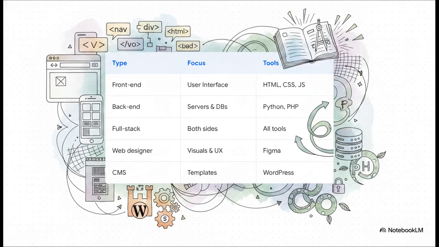As they enter the field, they specialize across the different layers we just unboxed. Front-end developers focus purely on the UI, using our holy trinity of languages. Back-end developers wrangle servers and databases using Python or Java. Then you have full-stack developers. They possess the all-around knowledge to build both the client and server sides. We've also got web designers focusing heavily on the visuals using tools like Figma, and CMS developers customizing templates in systems like WordPress or HubSpot.